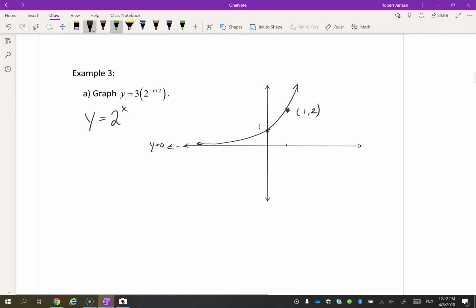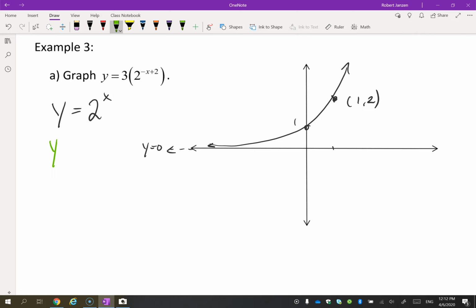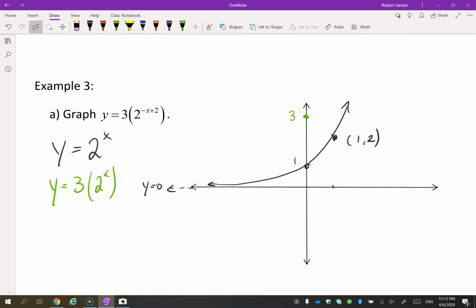Okay, so take a look at the transformations. What has happened to this graph? Well, we could do a vertical stretch. A vertical stretch means we're going to multiply all the y values by 3. So this would become 3, and this would become 1, 6. What if I multiply the horizontal asymptote by 3? Well, 0 times 3 is still 0. So this graph will look something like that.